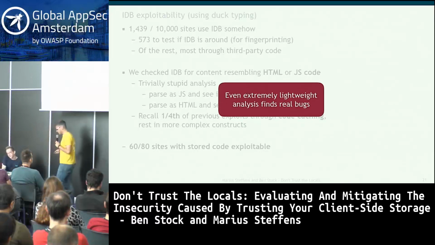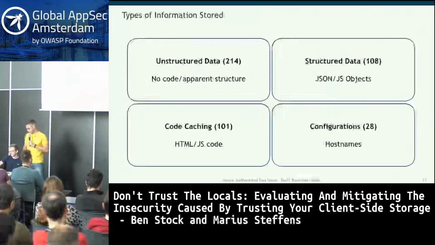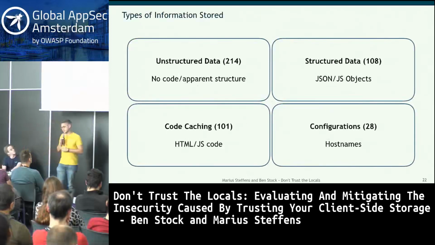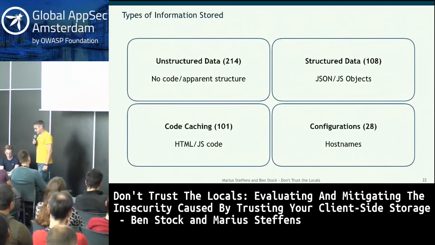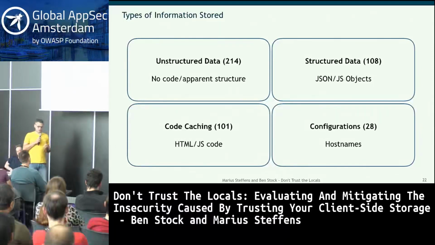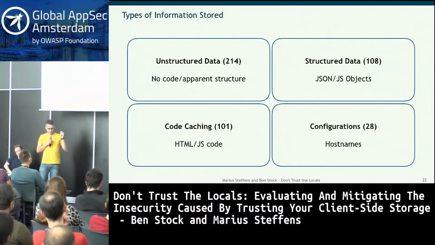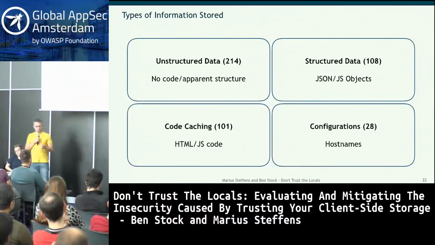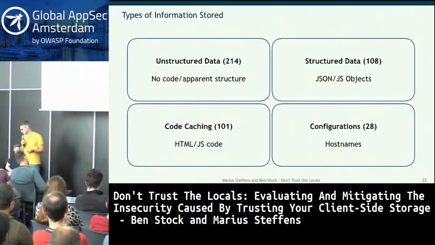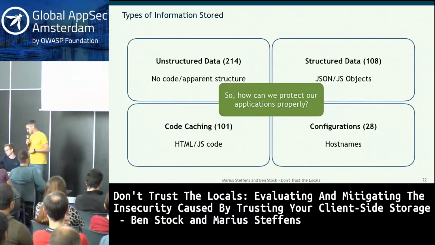So let's briefly go back to a slide that Marius showed before, and that is what type of data was being stored in the storages, and that was exploitable. Essentially, he said in the beginning, unstructured data. So this might, for example, be a username, right? This is a string, not meant to be code, and all these other things as well. So the question is now, looking at the applications that we saw, how could we have secured them even in the presence of an adversary that is able to tamper with these local storages? So essentially, how can we protect our applications properly?